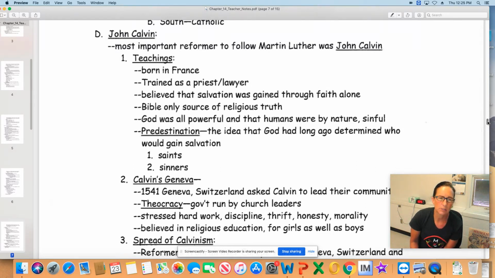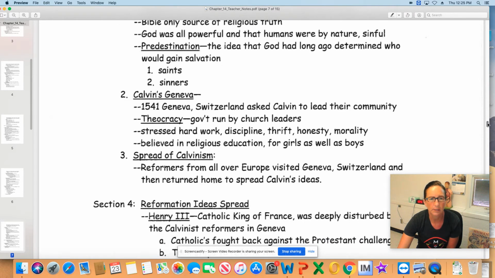Another big difference is that John Calvin believed in predestination, the idea that God had long determined who would gain salvation. So who's going to go to heaven, who's going to go to hell, who are going to be saints, who are going to be sinners. And of course, that wasn't what the Catholic denomination or the Lutheran denomination believed.